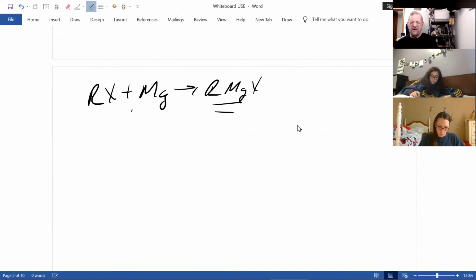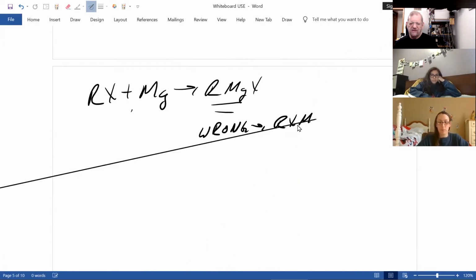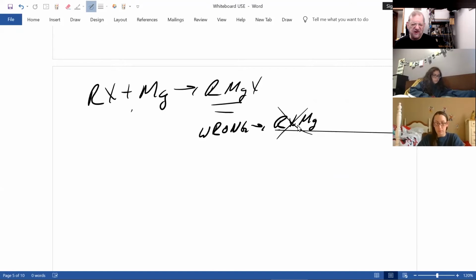This is the right way to write a Grignard. If you write it this way, I'll mark it wrong, because it is. There's no molecule I've ever seen with an R group attached to halogen attached to a magnesium. Here you have an R group attached to magnesium, and the magnesium is bonded to the halogen.